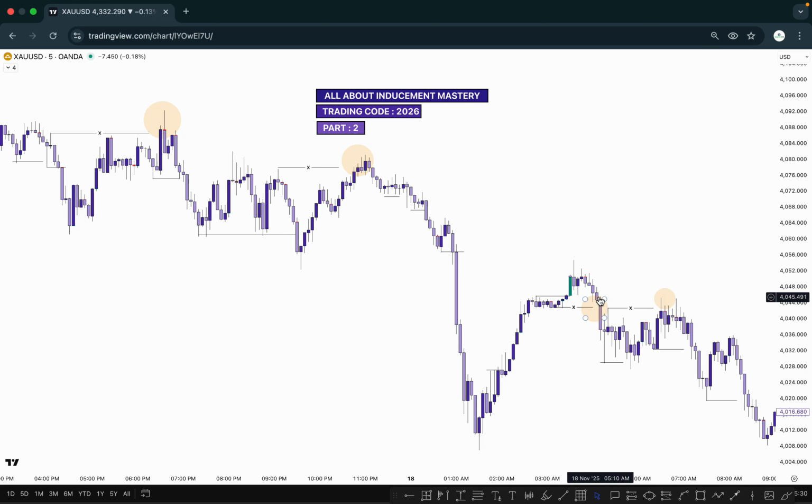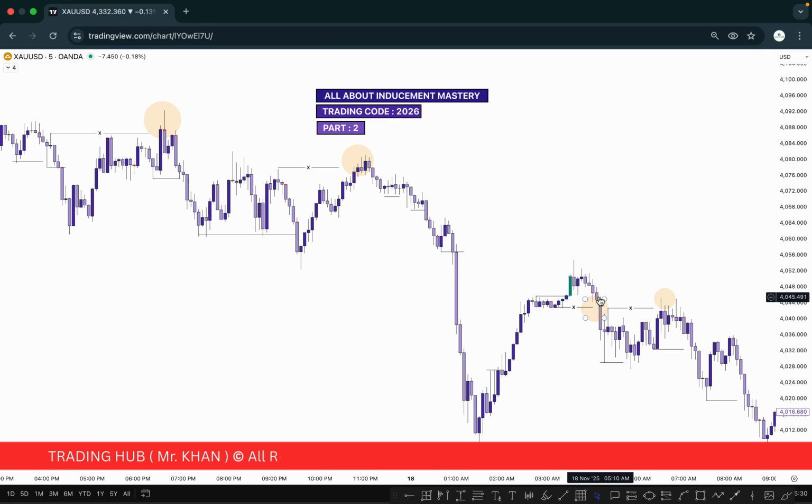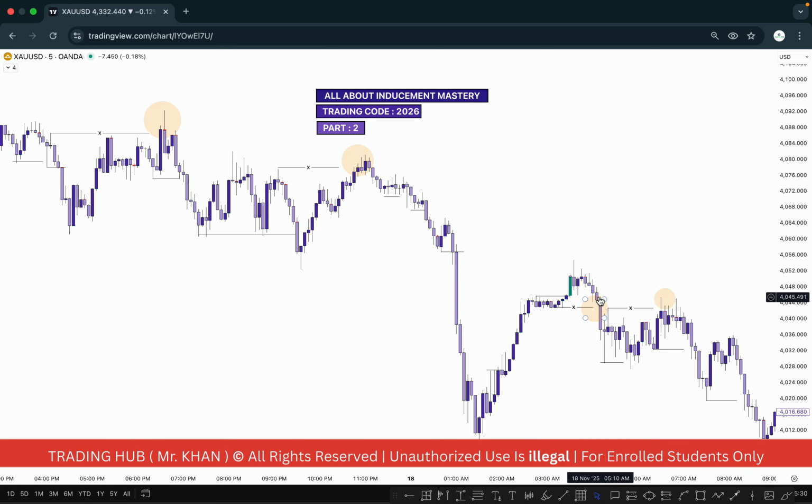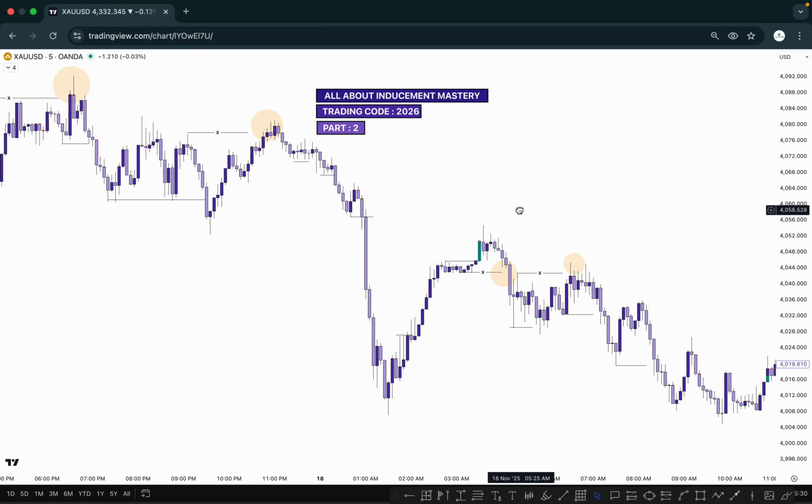You don't need to buy after just seeing the inducement. I'm just teaching you exactly how we can identify the inducement in a bullish market and in a bearish market, and what the complete process is to identify valid and invalid inducement. So this is the complete process of how we can easily identify valid and invalid inducement.